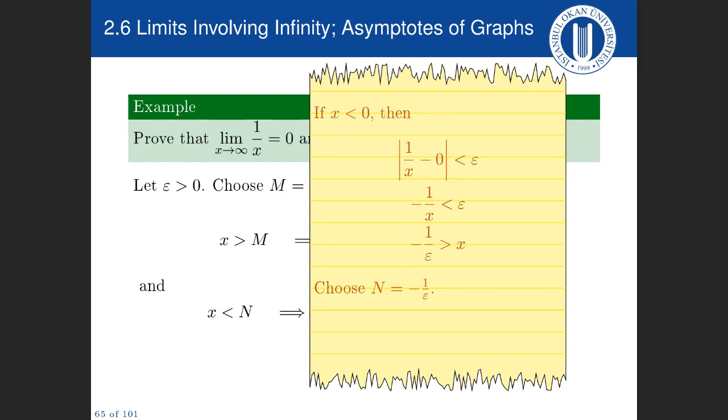And what about for the other limit? What about if x is less than 0? If x is a negative number, then 1 divided by x is a negative number. So when we remove the absolute value signs, we're going to have an extra minus sign here. And then I can rearrange that to minus 1 over epsilon is greater than x.